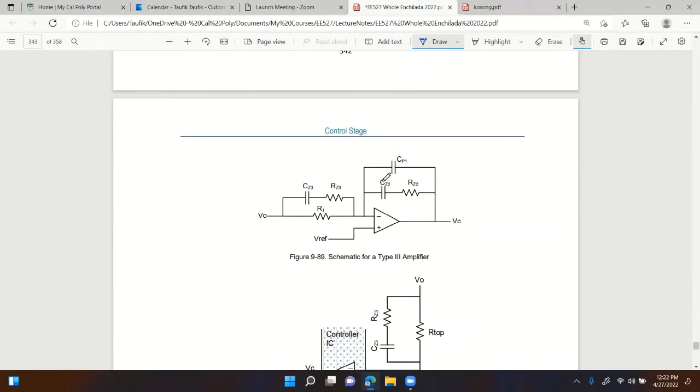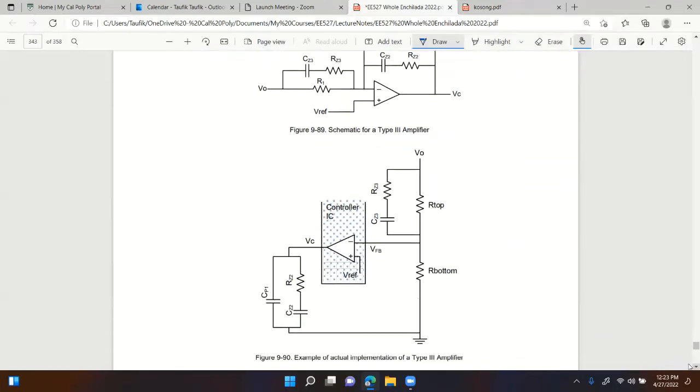Okay. How is it different from type 2? Anybody can answer that? How's it different? The capacitor and resistor on top of R1. That's correct. This is the extra part right there.